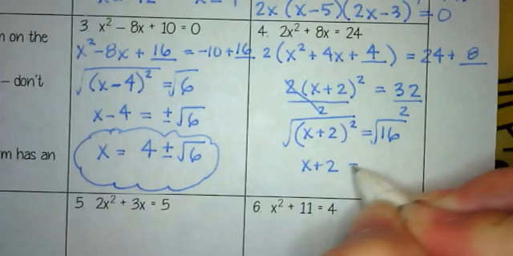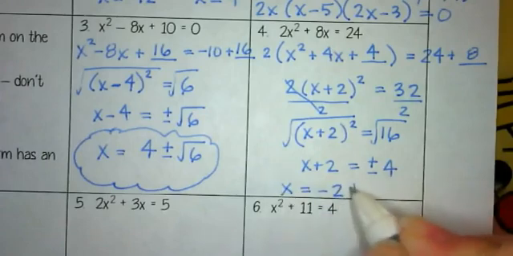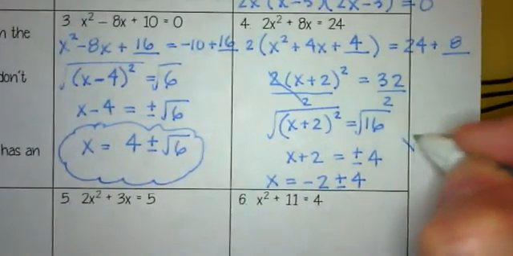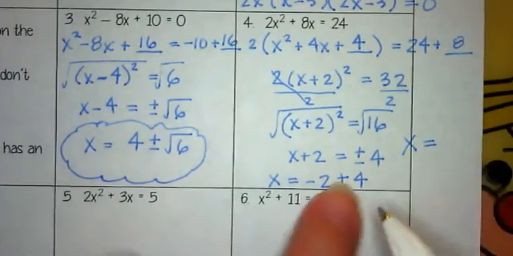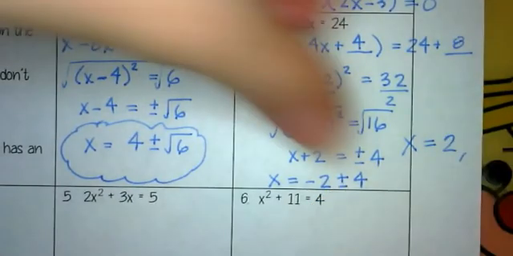So now I'm going to solve for x. I'm going to subtract 2 from both sides. So x is going to be negative 2 plus 4 and negative 2 minus 4. And I can actually simplify this. So my solutions are, if I do negative 2 plus 4, I get 2 as one answer. If I do negative 2 minus 4, I get negative 6 as the other answer.